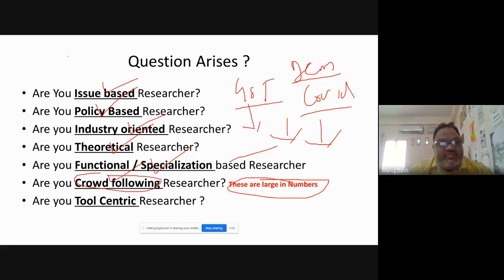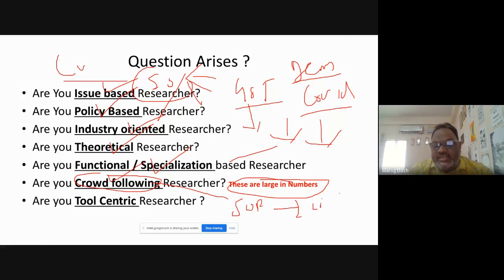If you find any CV where someone has published 50 papers and all 50 are in different directions, I can say these researchers are crowd-following researchers. And if you're a crowd-following researcher, no doubt you publish 50 papers, but your citations may be 10 or less than 10.